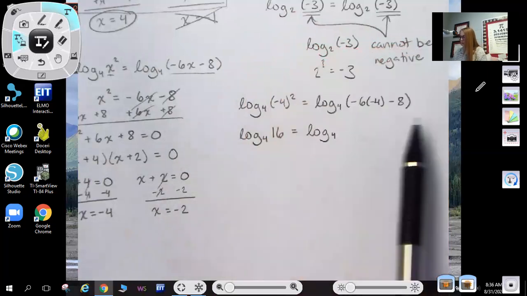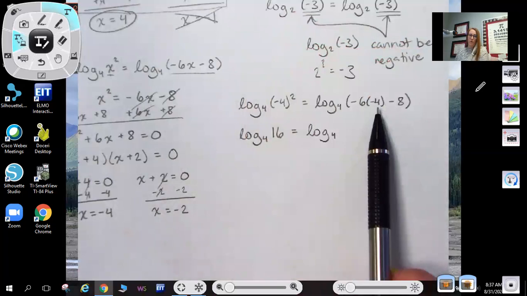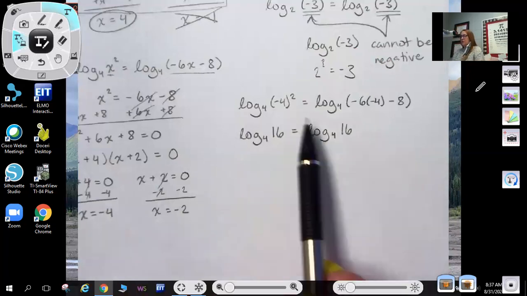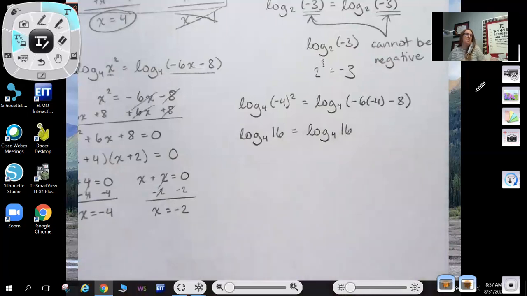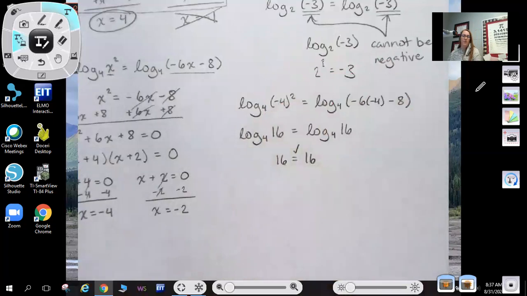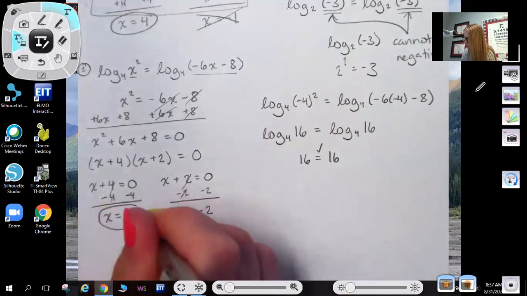On the other side, we have log base 4 of, then we have -6 times -4, which is a positive 24, minus 8 leaves us with a positive 16. So also in the clear on that side. So even if it looks like it's not going to work, you need to at least do the little bit of math there. And then, like in this case, it changes to make it positive. So we can go on to the next step, which is just that 16 equals 16 is a true statement. So x equals -4 does work. We can circle that as a solution.